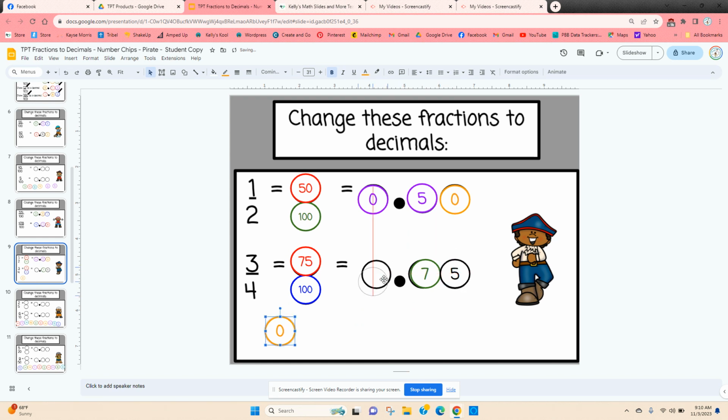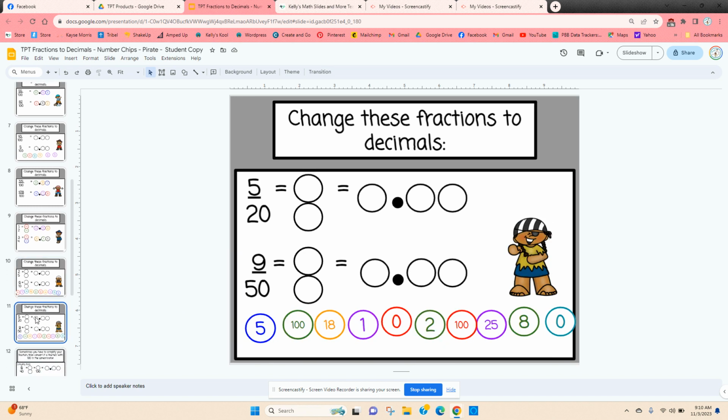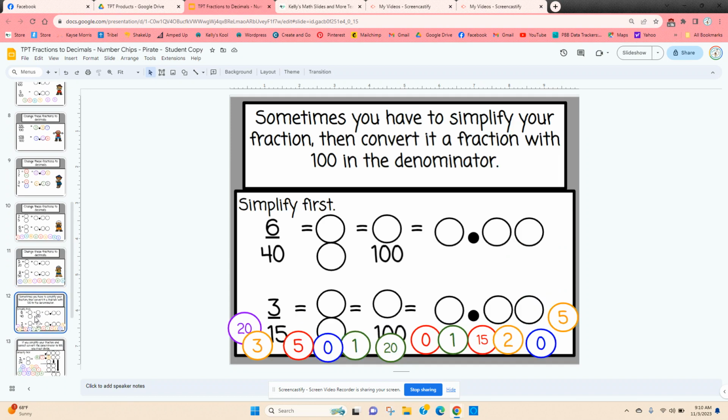So it just moves very slowly, gives the students a chance to master each step. And same thing in the next slide. Again, they're going to be converting their denominator to 100. And the next slide, same thing, a little bit more practice.